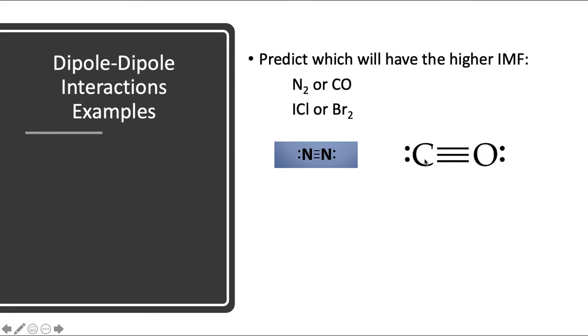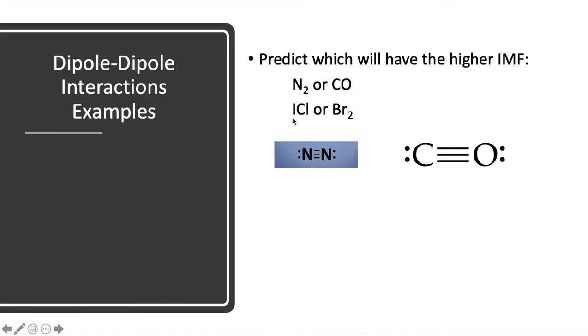So if I take the difference between these two, I will find that it is more than 0. At this point, I'm not exactly sure what that would be, but you can do that to convince yourself. Because this has an electronegativity difference that is not 0, that makes it a polar molecule. This one is nonpolar because the electronegativity difference is 0. So between these two, because this is polar and this is nonpolar, this will have the higher intermolecular forces.